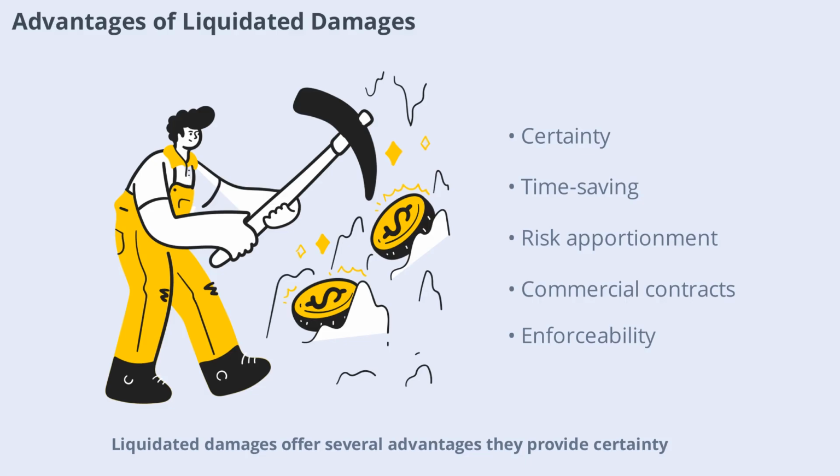Liquidated damages offer several advantages. They provide certainty, save time and expense, eliminate the need to prove actual loss, and help parties apportion risk. They are especially useful in commercial contracts, allowing parties to continue their relationship despite minor breaches. However, if the sum constitutes a penalty, it will not be enforceable.